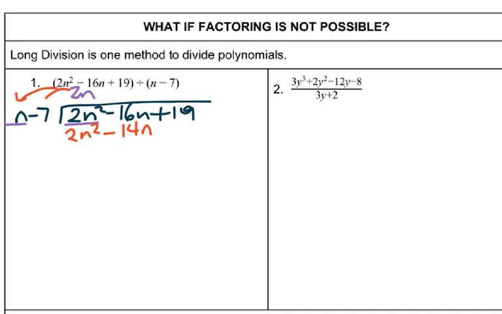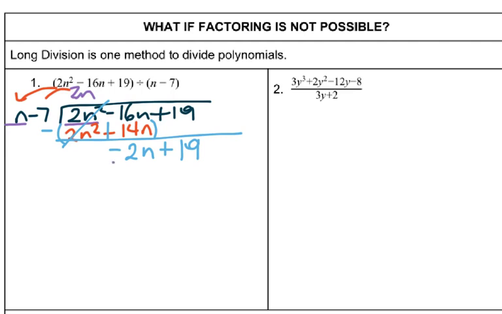Now we're going to subtract the terms. So 2n squared minus 2n squared cancels out. And now I have negative 16n subtract negative 14, which means I am adding. That will give me negative 2n plus 19. And I'm going to repeat the process.